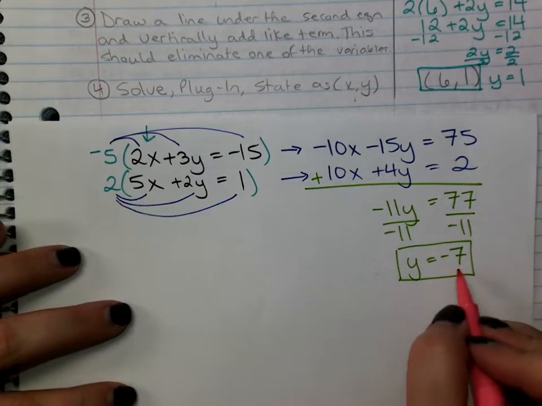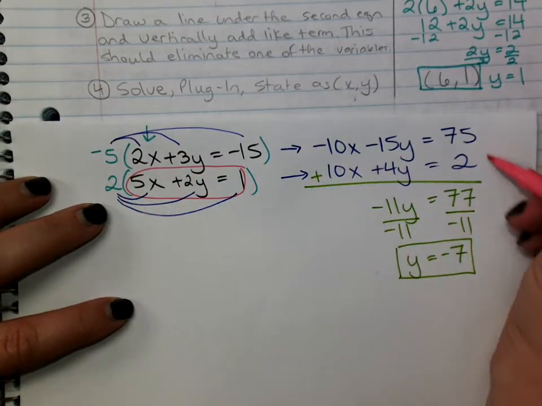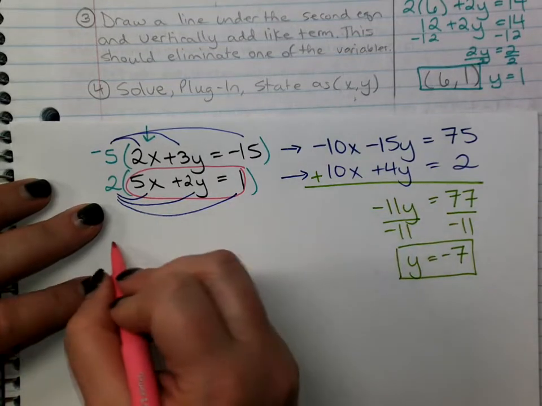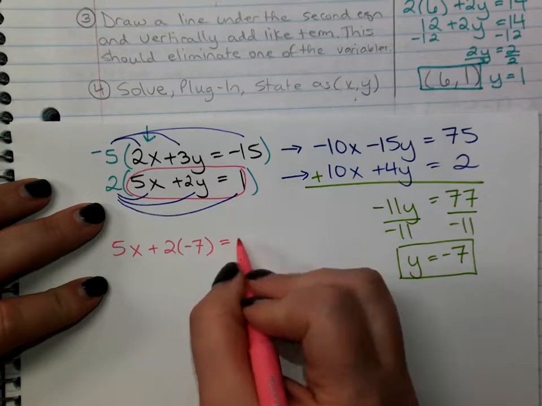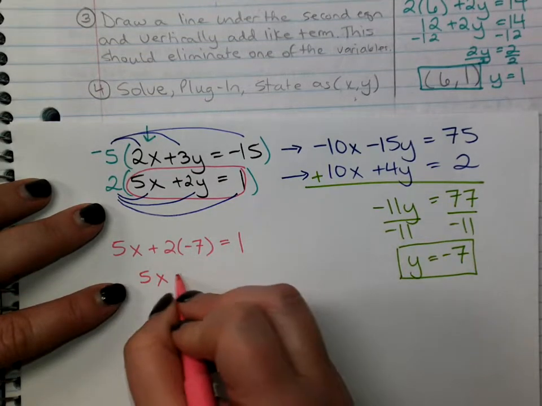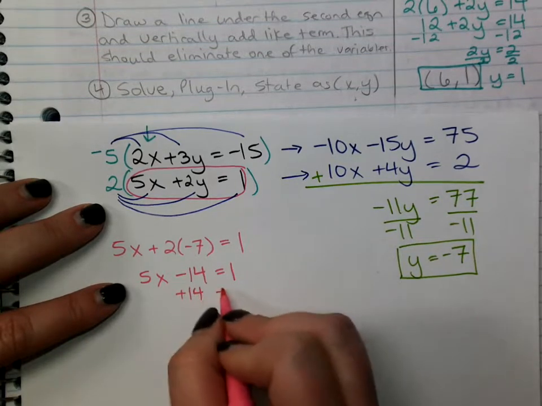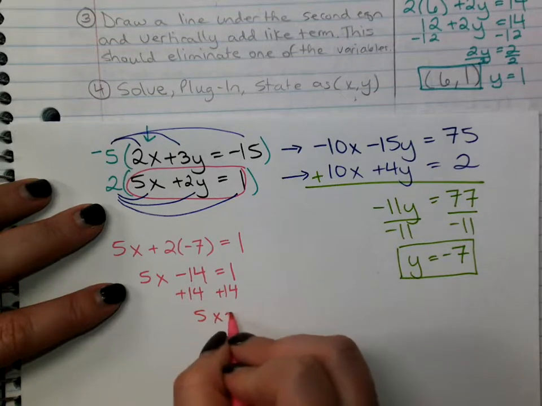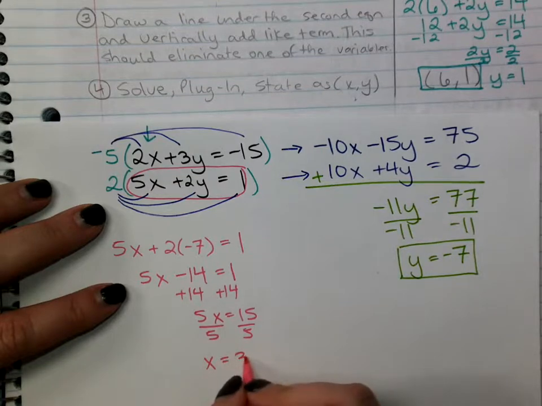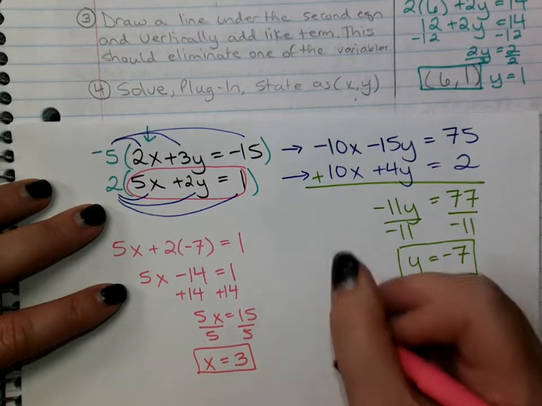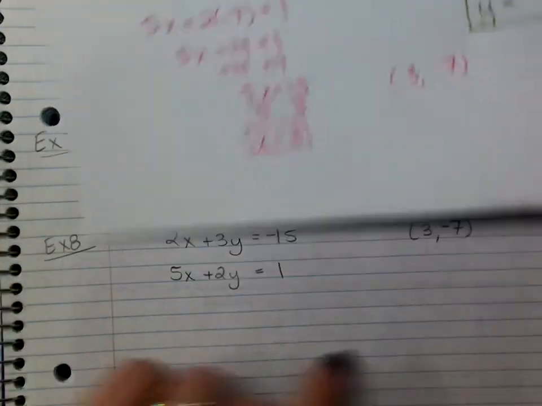From here, I'm going to take my answer and plug it back into one of the originals. I like this one better. You can use these as well, but these are smaller numbers. So you have 5x plus 2 times negative 7 equals 1. So 5x, that's going to become minus 14 equals 1. Add 14 to both sides, and 5x equals 15. Divide both sides by 5, and x equals 3. So my solution should be 3, negative 7, which it is.